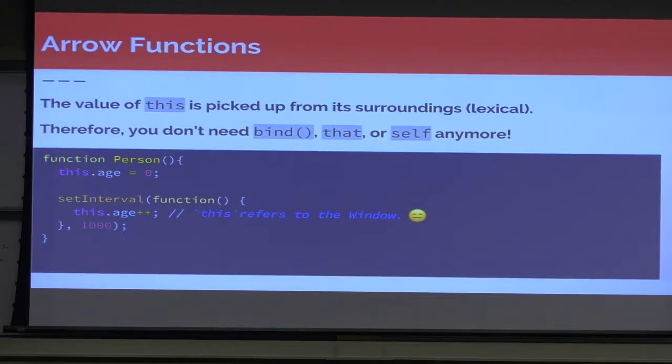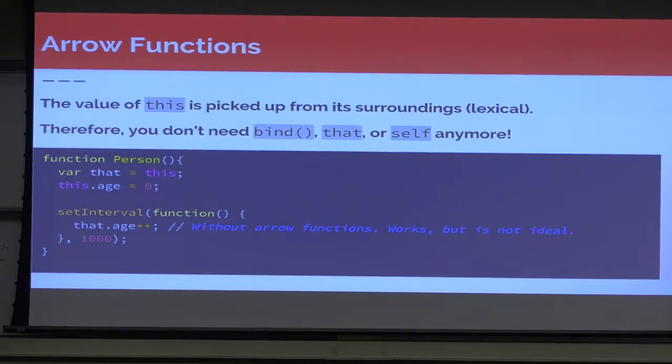And now another thing that arrow functions give us is it makes it to where you don't have to do any of this bind or this or that equals this or self equals this. So it picks up this value from its surroundings. So take this example here. We have a function, person object, and this.age equals 0, set interval, and we're increasing the age. But right here, this refers to the window, and that's not at all what we want. We want it to refer to the person object.